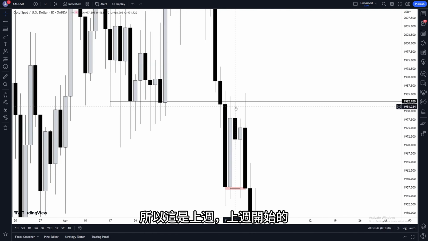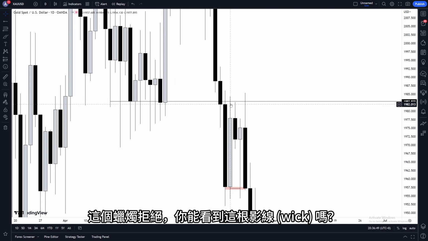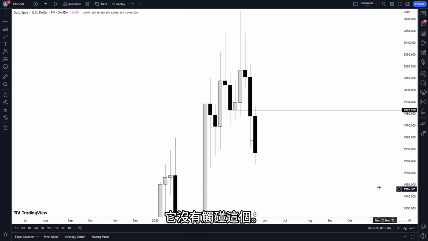Okay, very easy. So this is when the last week started here. It did not start here. This candle rejection, can you see this wick? This wick did not touch that weekly resistance that I'm going to show you guys again right now. It did not touch this.